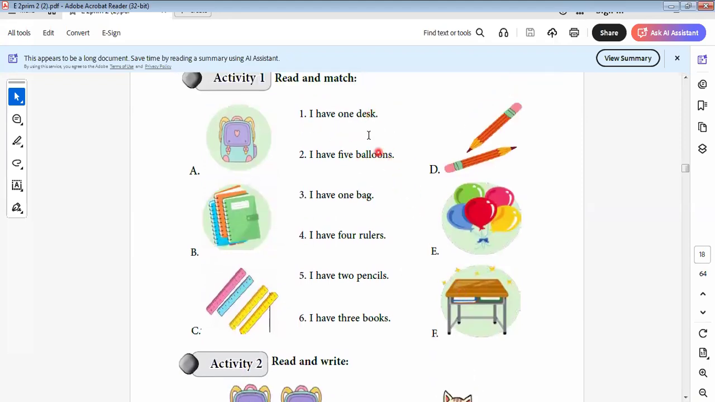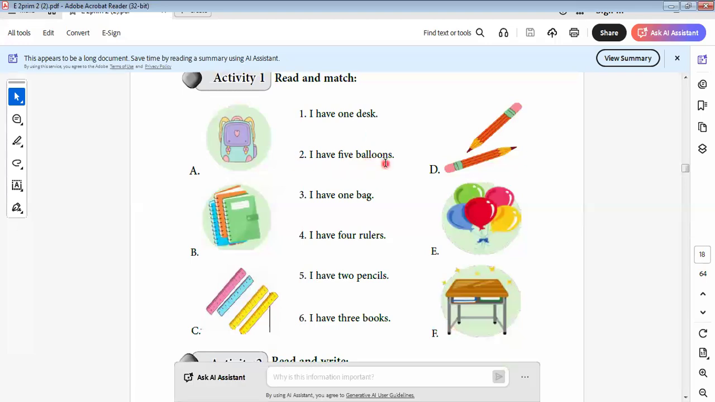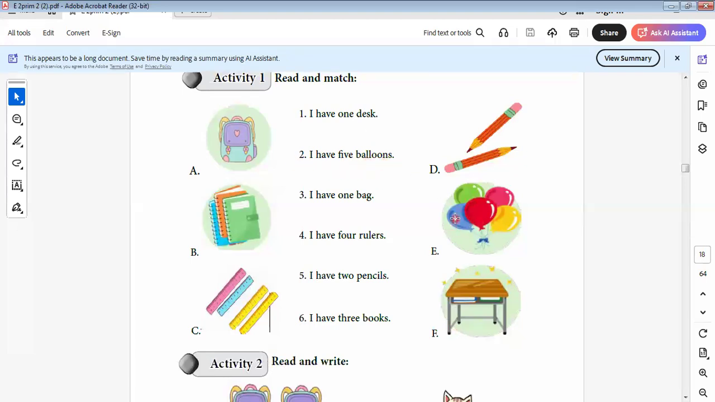Which one is the desk? This one. I select this one by this one. I have 5 balloons. I can count before I select: 1, 2, 3, 4, 5. So this one by this one. I have 1 bag. Which one is the bag?